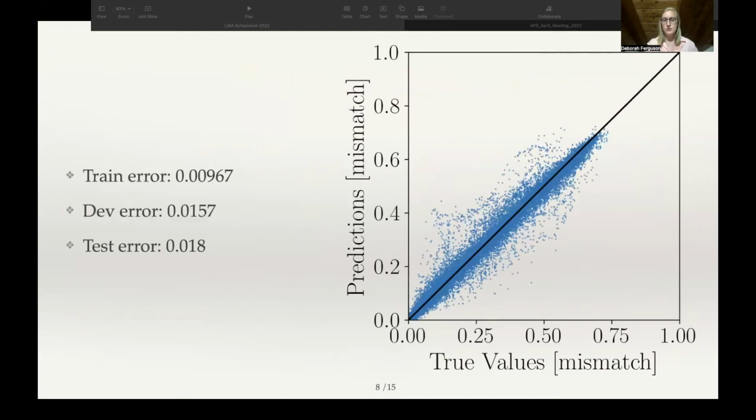And now for the results. So you can see that the test error, the final result, is that we are able to predict the match to within 0.018. And you can see the spread over here on the right of the true values and the predictions. So we are able to predict the match that would result from two input simulations without actually performing those simulations.